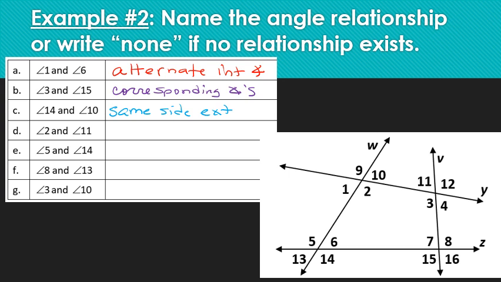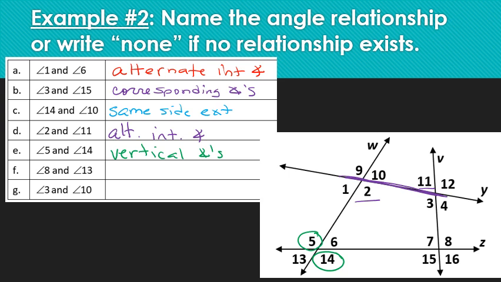All right, welcome back. Angle 2 and 11. So if I look at angle 2 and I look at 11, compared to this transversal right here, they are interior and they are on opposite sides. So these are alternate interior angles. Angle 5 and angle 14. So here's angle 5 and here's angle 14. They don't share a transversal, but I know from the previous units that those are an example of vertical angles.